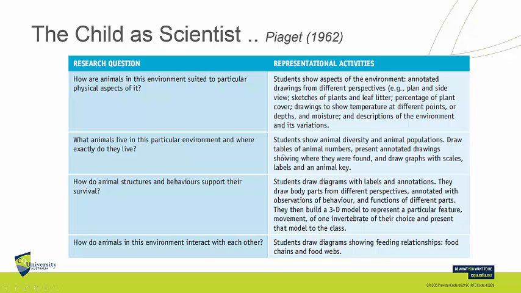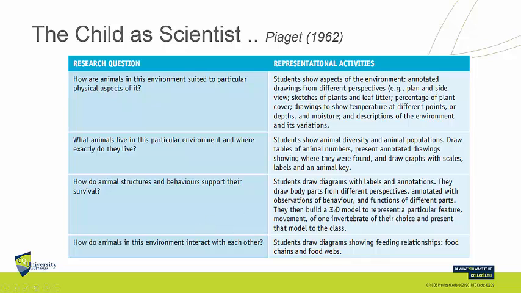So we can look at some of the biodiversity here, the populations, animal numbers. We can actually start to do charts and graphs. We can come up with scales, frequency. We can look at food and food sources. How do animal structures and behaviours support their survival?